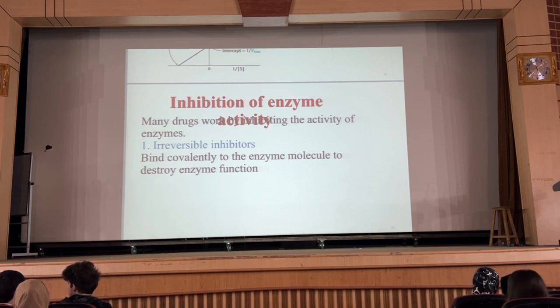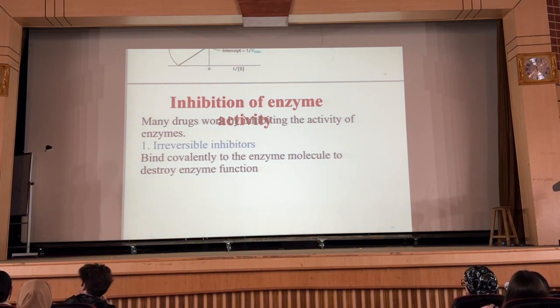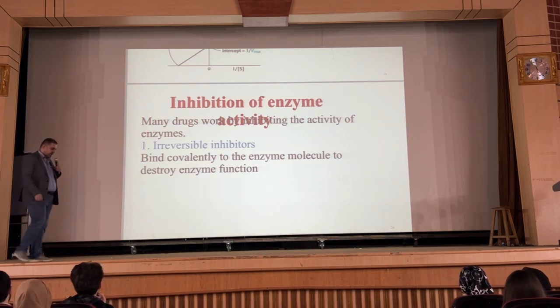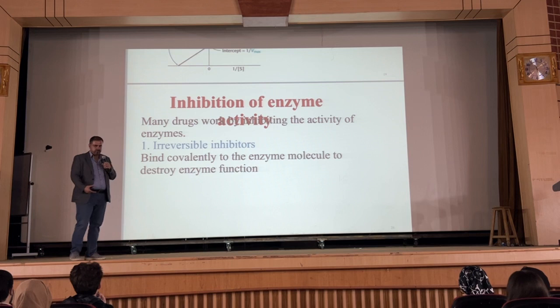But from the clinical point of view, sometimes we need to inhibit an enzyme in order to prevent the production of the product, where the product is a very dangerous one, and stop the reaction. Inhibitors can be seen as irreversible inhibitors.